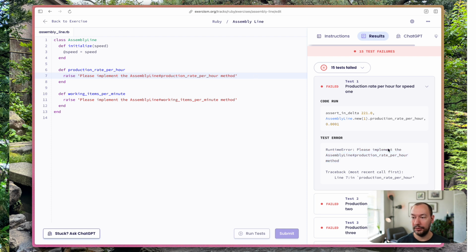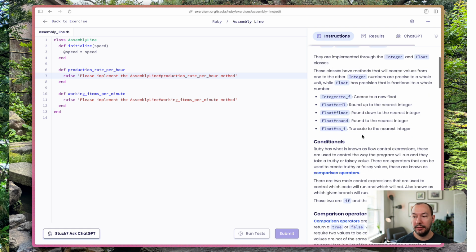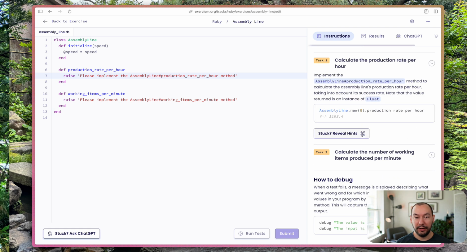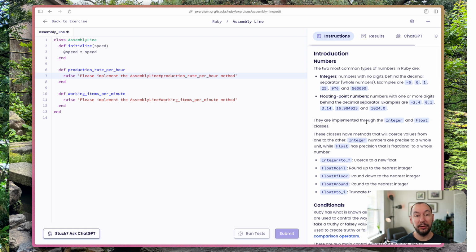If you are new to this series, we sort of go into these exercises a bit naively. I don't read the instructions. I leave that to you to read on your own. And certainly if you're learning Ruby, you should be reading through these instructions. There's a lot of important information.